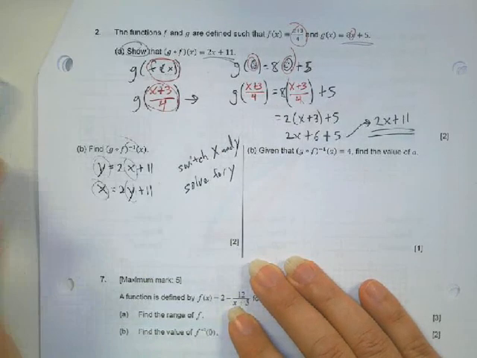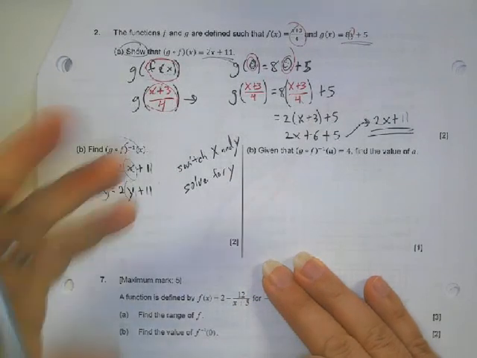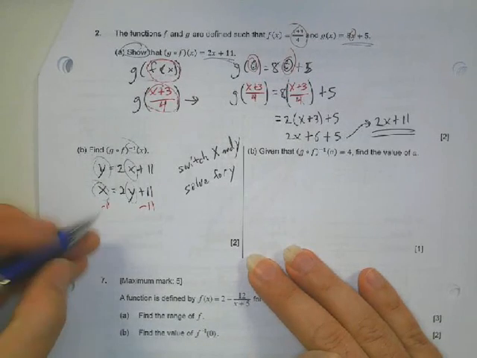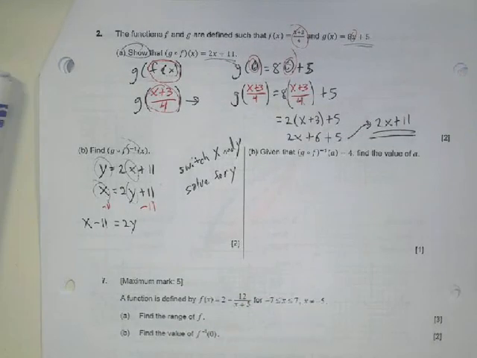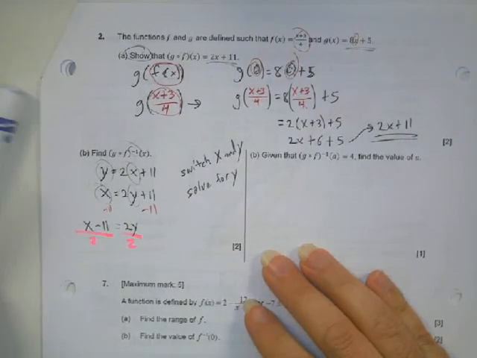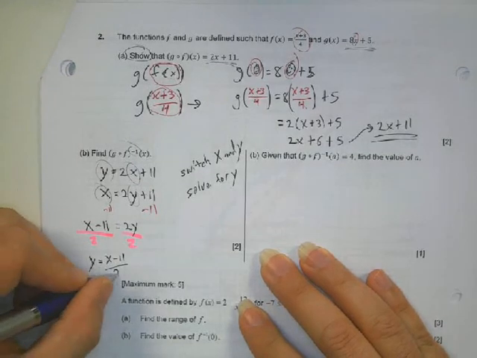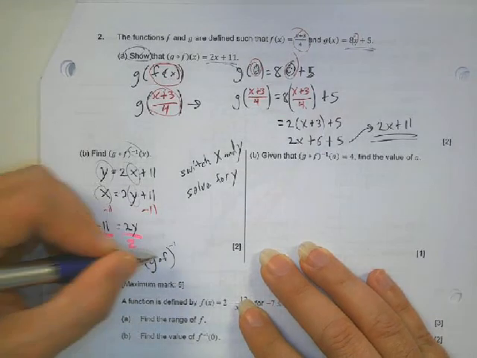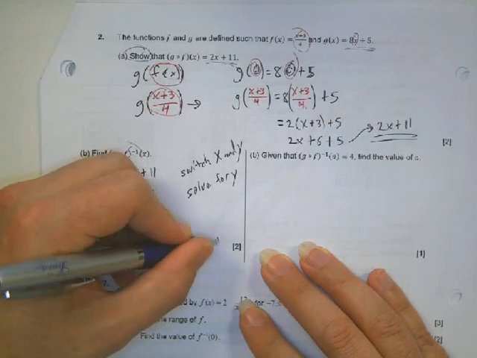Now we're going to solve for y. So I'm going to subtract 11 on both sides. And then I've got x minus 11 equals 2y. And now I can divide both sides by 2. And then I get y equals (x minus 11) over 2. And so now I can say that (g of f) inverse is equal to (x minus 11) over 2.